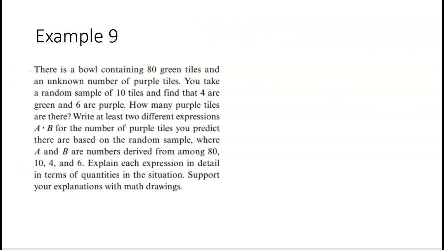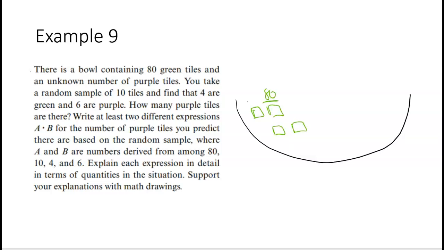Now, this next example is different and a little challenging, so we're going to take it nice and slow. And I've got additional drawings here just to help us make sense of this because this can be challenging. So there is a bowl containing 80 green tiles and an unknown number of purple. So I'm just going to draw the bowl. And I've got 80 green tiles, 80 of those, and I've got an unknown amount of purple tiles.